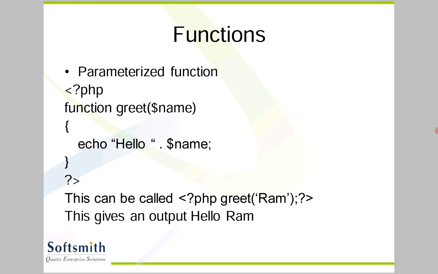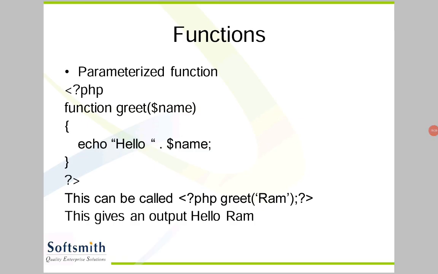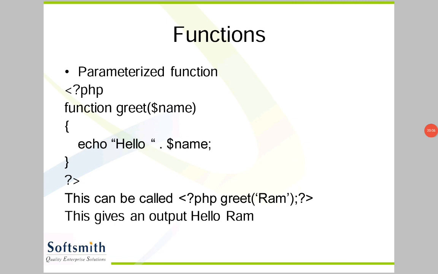Parameterized functions mean functions with some arguments or parameters. For example, if you pass some values to a function, then you may use parameters or arguments. If more parameters or arguments are used, you may separate them by commas. In the next class we will discuss the remaining things.